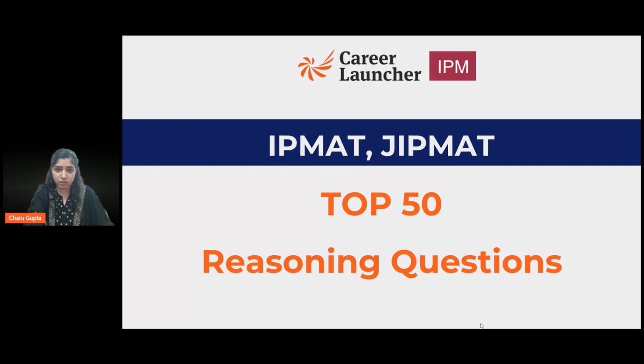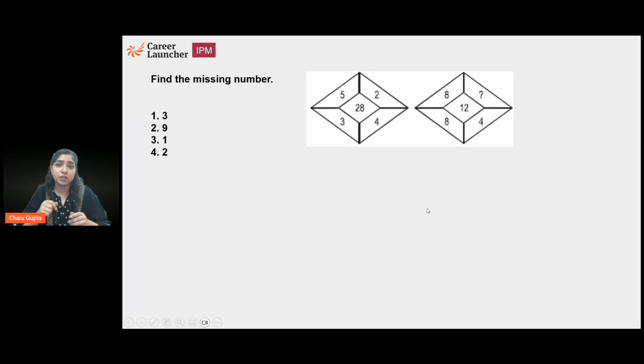Okay, so let's go to the first question. The first question is actually the question of the day of the previous session. This is find the missing number and you have this specific pattern in front of you. So usually in such patterns, always try to look at the opposite numbers first. In case you don't find any connection between the opposite numbers, then find out for other patterns that may be possible.